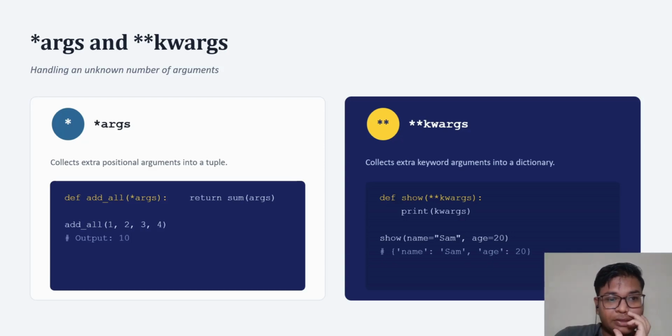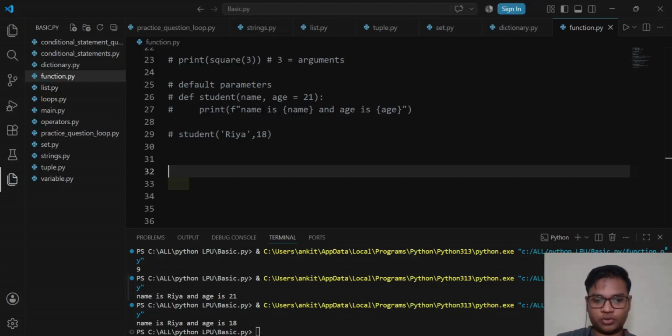Like what? You have created a function, def add_all, and what does this mean? It collects extra positional arguments into a tuple. Always remember. After that we return the sum of args. Let's talk about these one by one. So let's write this code and see how this is possible.